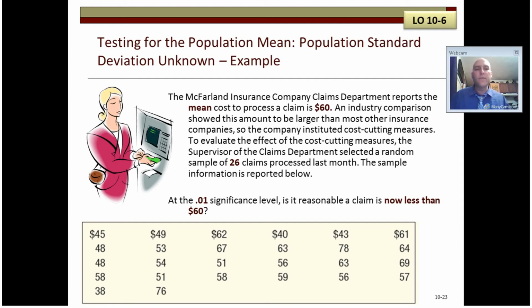To evaluate the effect of these cost-cutting measures, the supervisor of the claims department selected a random sample of 26 claims, and they're down here, and the sample information is reported. At the .01 significance level, is it reasonable to claim that we've done enough, that the cost to process a claim is now less than $60? Well, if you take that information from those 26 claims, we find out that the sample mean is $56.42 and the standard deviation is right around $10.